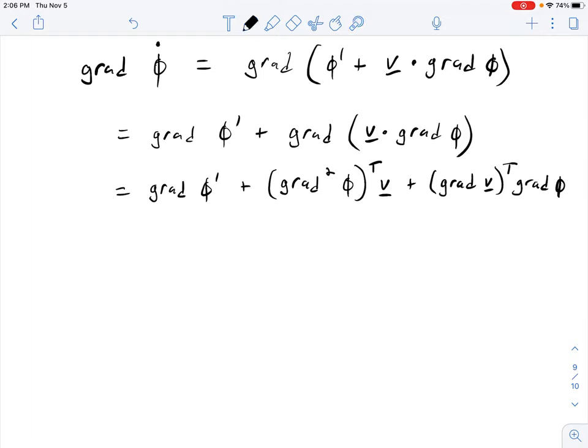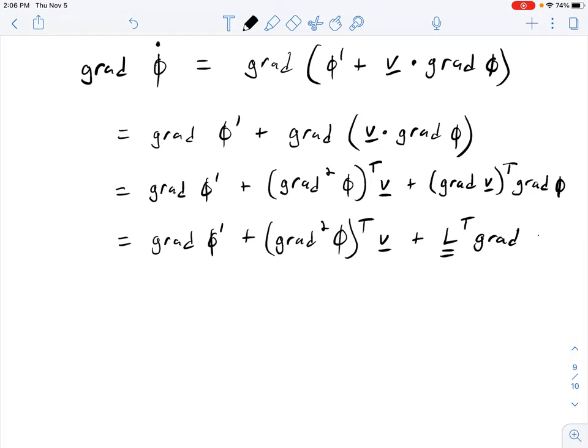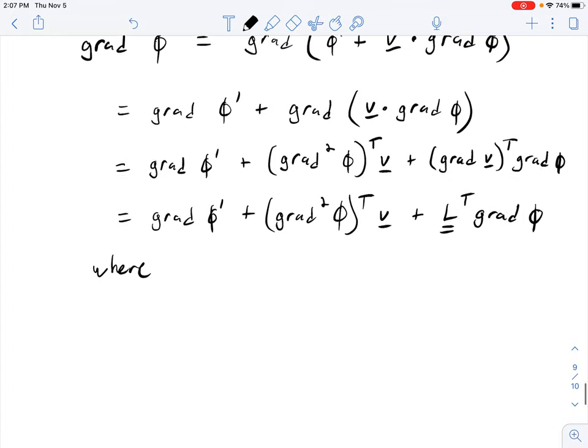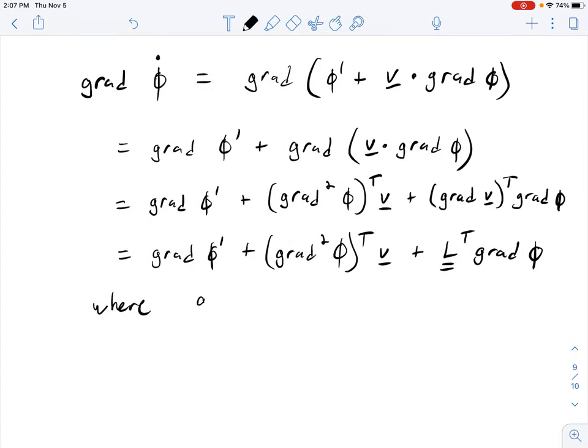All right. Well, grad v transpose, that's L transpose, so let's give ourselves a little shorthand. Okay.